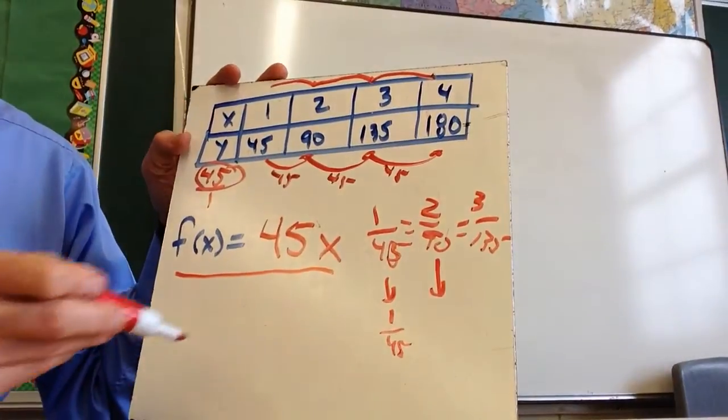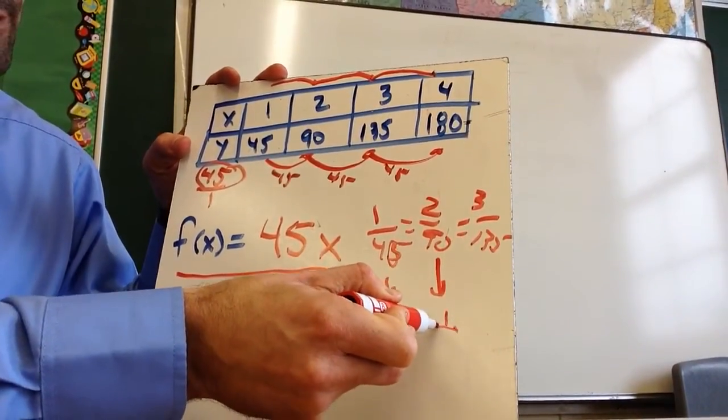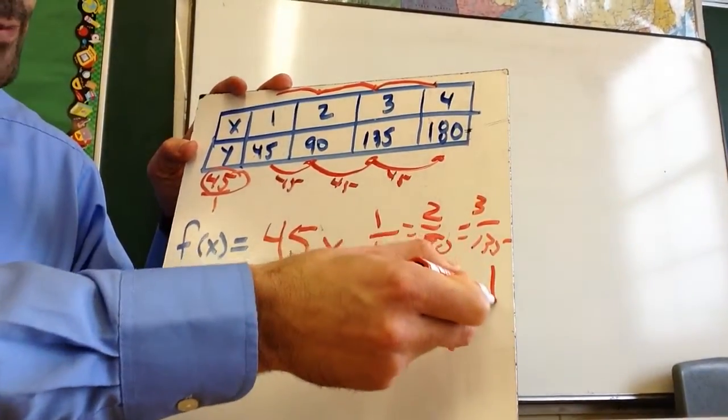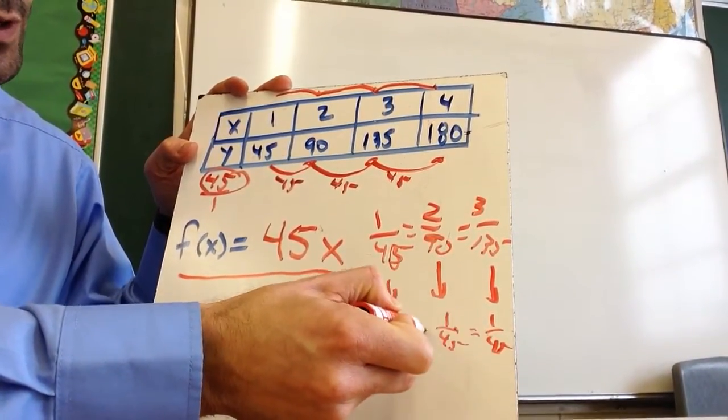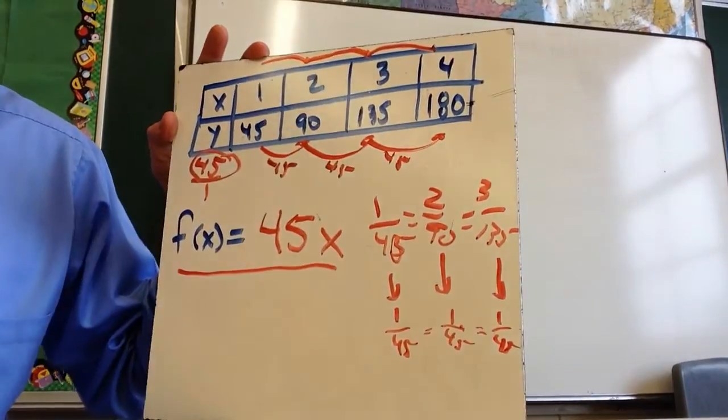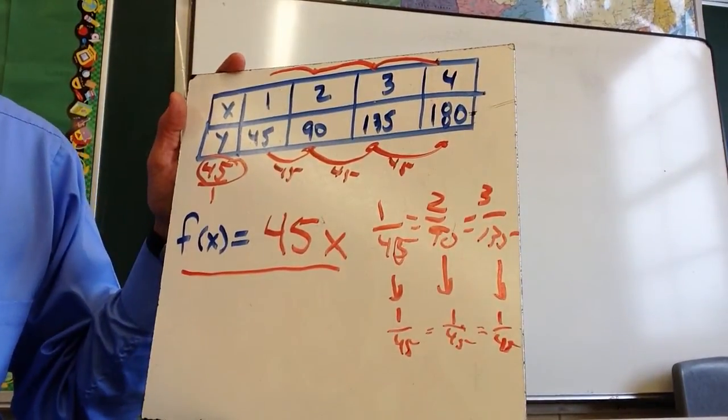Divide the top and the bottom by 2. This is 1 over 45. Divide the top and the bottom by 3, and this is 1 over 45. So these all are equivalent. You also could do this the other way.